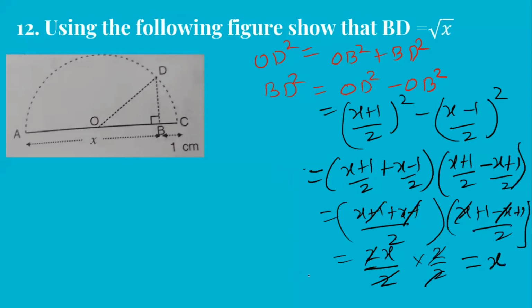Okay. Now if BD square is equal to x, then we can write BD is equal to root of x. And thus we have proved that BD is equal to root x.